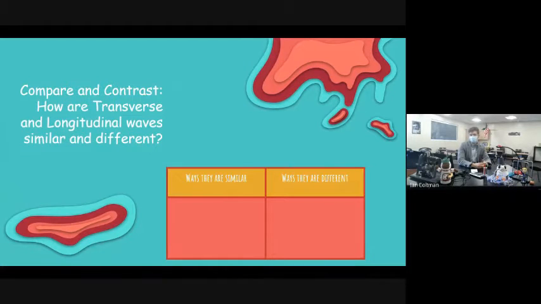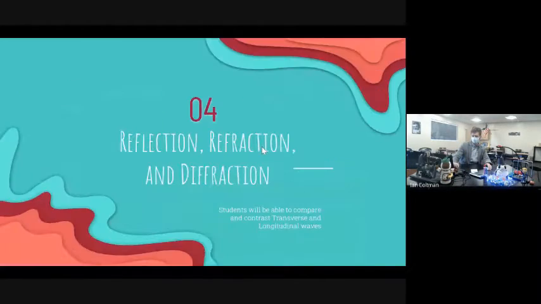Okay, so just to kind of recap, we're dealing with transverse and longitudinal waves, and we're going to be talking about how they move. So there's three different ways that you should be aware of as far as how waves move. We're going to be talking about reflection, refraction, and diffraction.